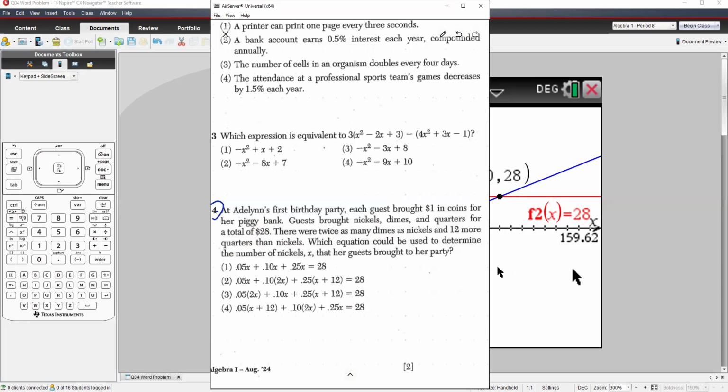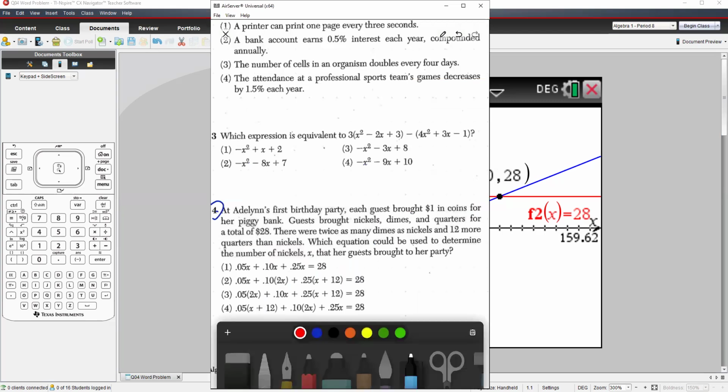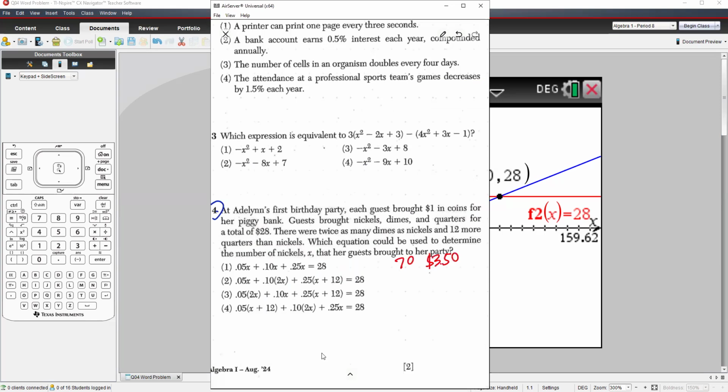I made that equation into two functions, and I found the intersection, and the intersection was 70. So that means that's how many nickels we have. If I have 70 nickels, that means I have $3.50 in nickels, right? We're going to figure out the rest later. But now let's go to the next one.